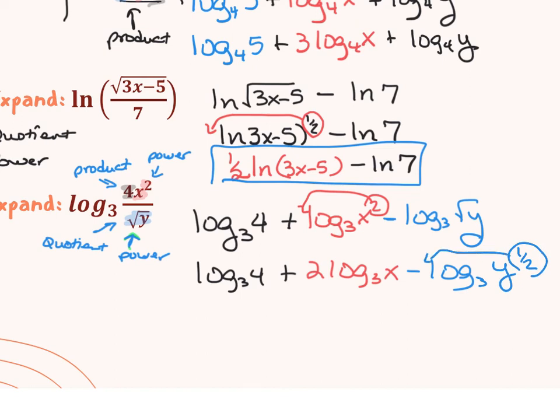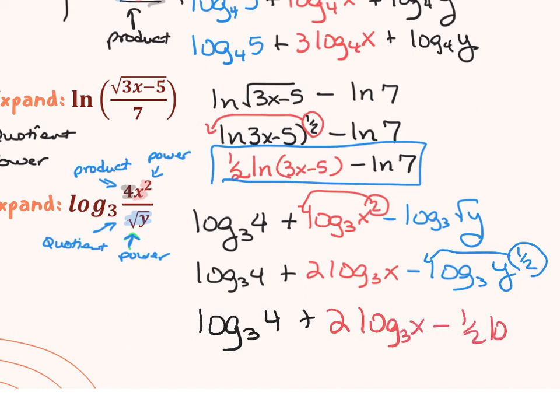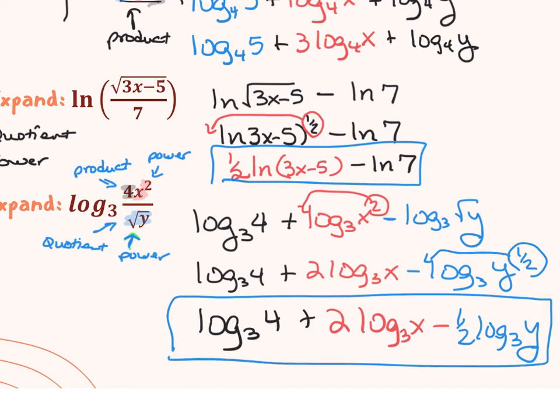Now, if you already realize that the square root of y is going to be 1/2, you could go ahead and jump right to this line. It all depends on how many steps you want to add. Just be careful. So then here, I'll do this one in blue, 1/2 log base 3 of y. And that's your final answer. There's practice with expanding. Now we're going to go the other way, and we're going to do examples with condense.